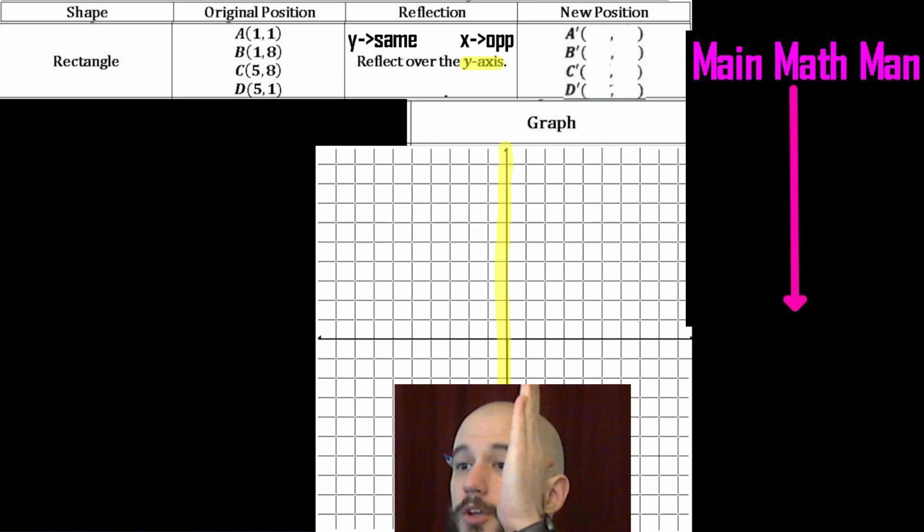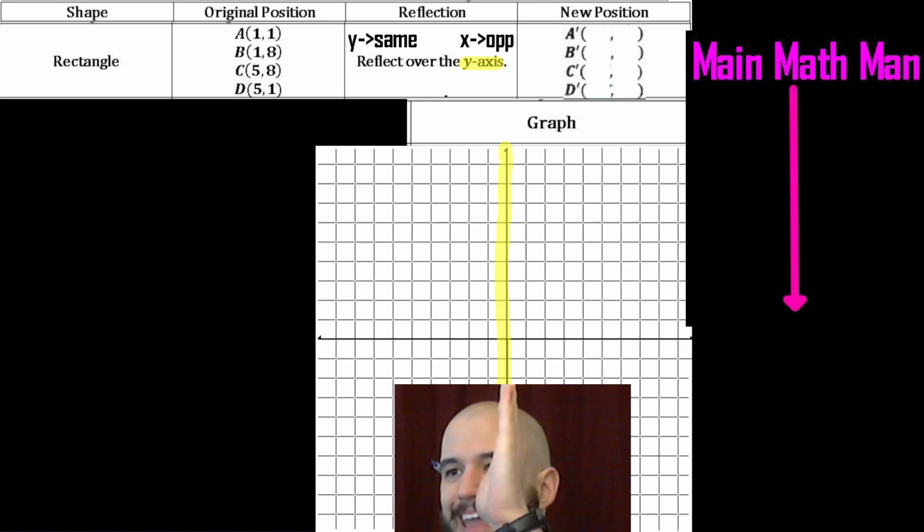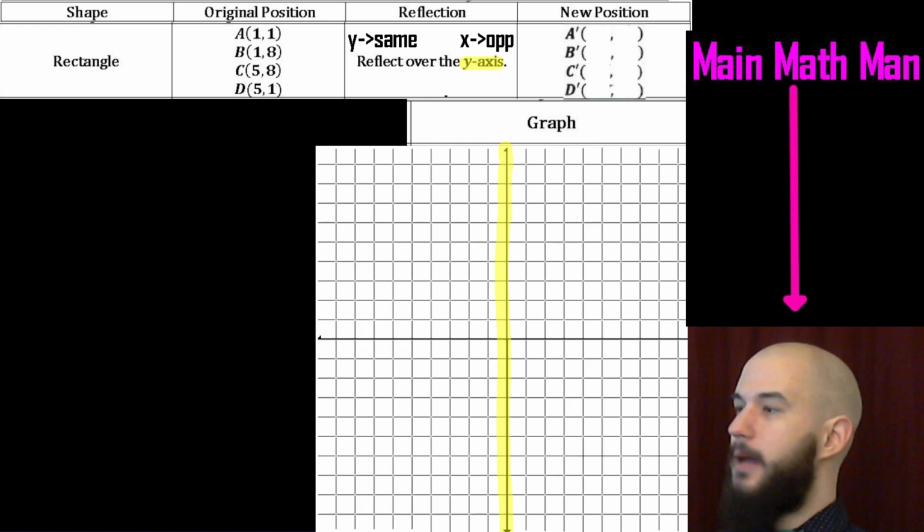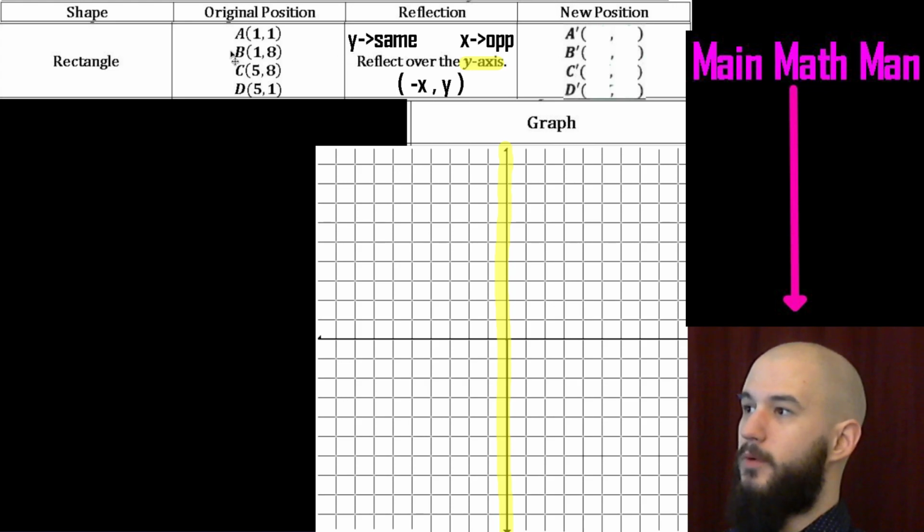anytime you are doing reflections, you want to put your hand over that axis. That way you can see, okay, if I'm lined up, I'm on my y-axis, I'm shifting over. So what's changing? My x values are changing. I'm taking the opposite of those x values. And so anytime you have that, just be able to write it like that. And so I'm keeping the y value.